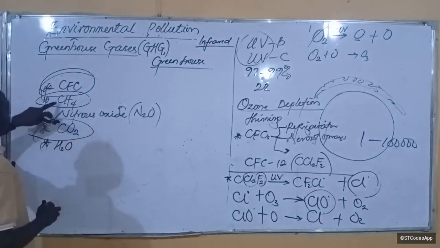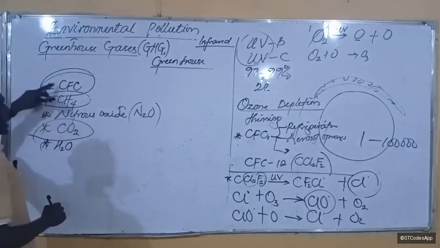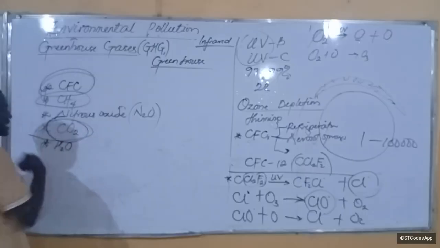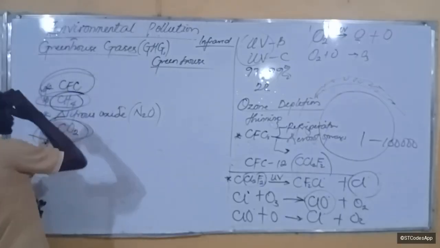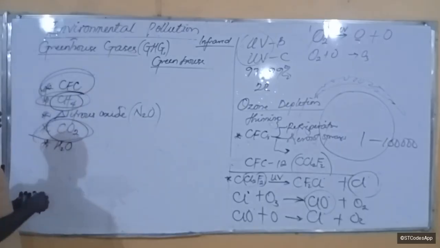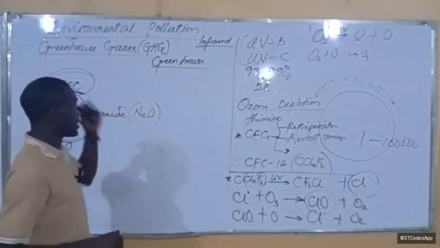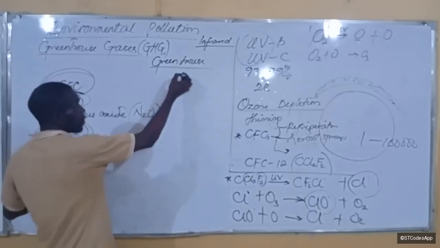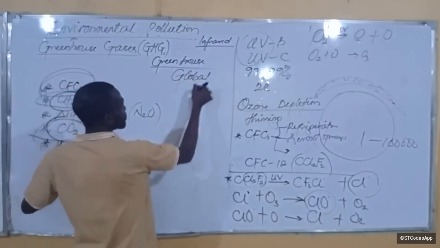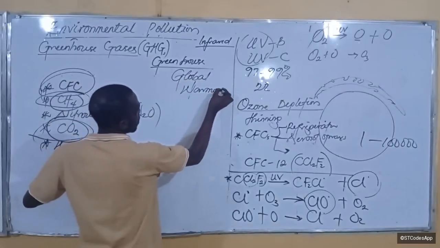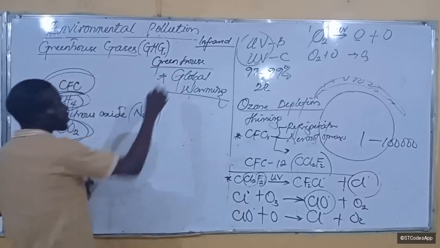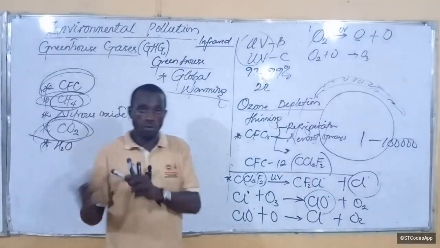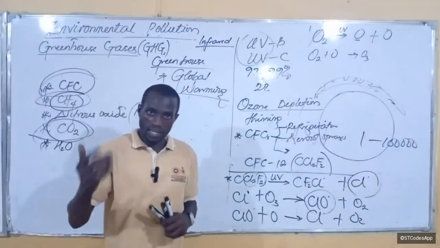Now, they are actually more deadly than one another. So for example, CO2 is the least deadly. CH4 is about 25 times deadlier than CO2. But I primarily want to talk about global warming. So why does global warming occur? Global warming is just a condition where the earth is warming up. Yes, that's the meaning. Global warming. The earth is warming up. Now, why would the earth warm up?